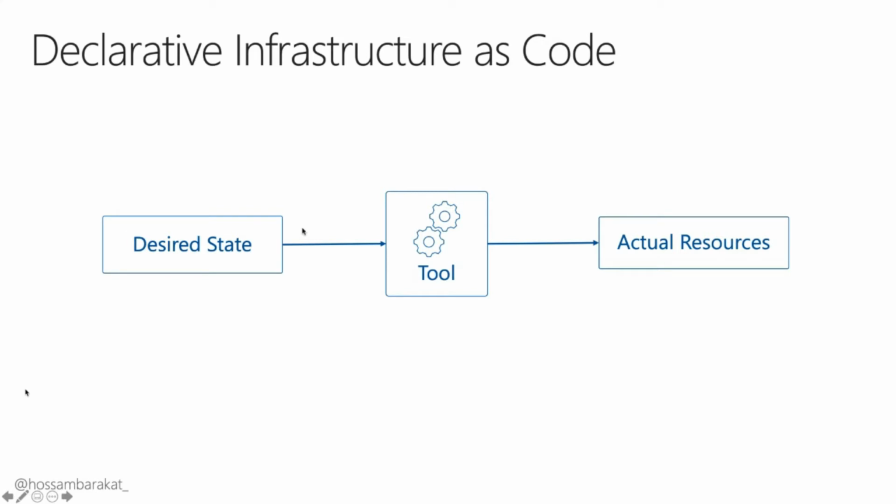We just describe, I would like to have a storage account. I would like to have a virtual machine. I would like to have an Azure function. And it's the responsibility of the tool to apply the delta, to compare the desired state versus the actual resources that exist in Azure and determine what commands are required to move from the current state into that desired state, be it creating resources, updating them, deleting, whatever is needed.